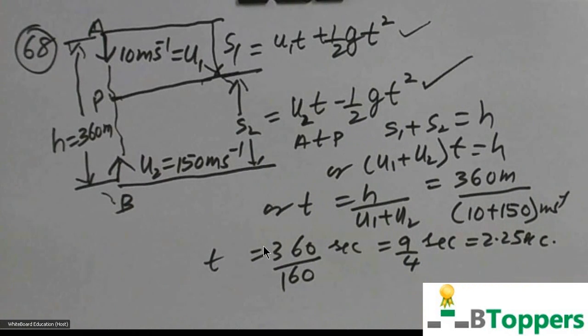In case you are asked to find either S1 or S2, you can substitute this value of t in the first equation to find S1. In case you are asked to find S2, you have to substitute this value of t in the second equation, S2 equal to u2 into t minus half gt square. So if you want to copy the solution of this problem, you can take a pause and copy the solution of the problem.